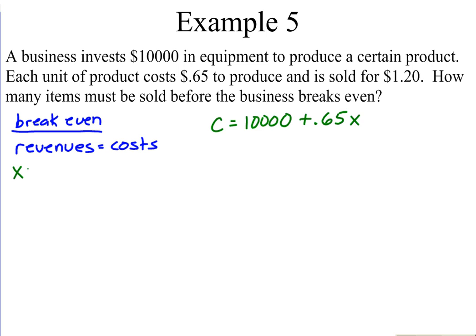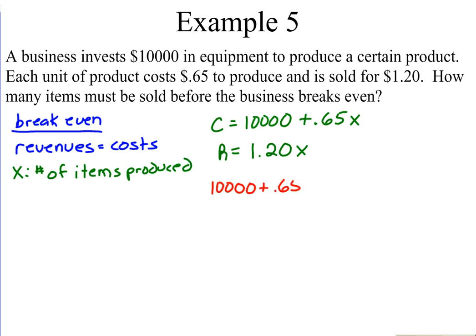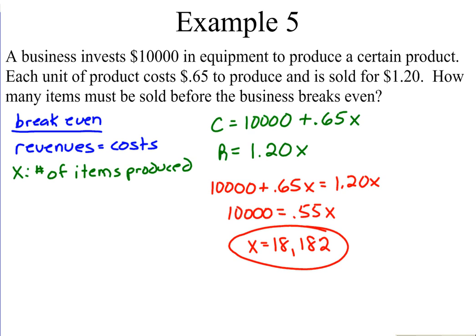So we should have defined our variable here. Let's let x be the number of items produced. Our revenue equation then, the money that we take in, the only way we're going to take money in is we're going to get $1.20 for every single product that we sell. Set these two equations equal to one another and solve. Cost equals revenue, and solve. Divide by 0.55 means we should produce 18,182 units.